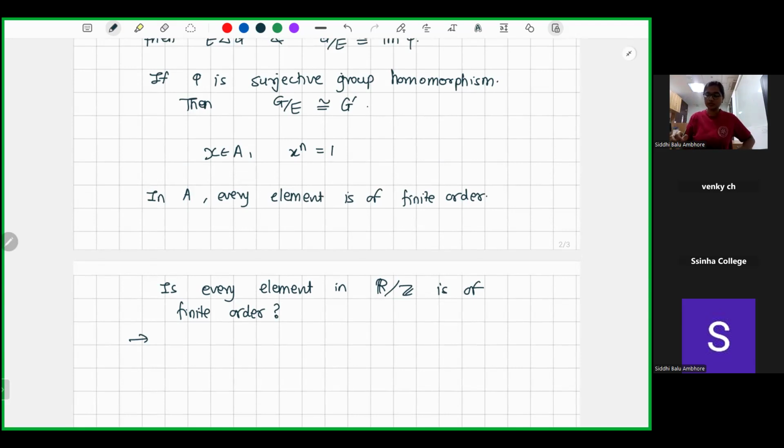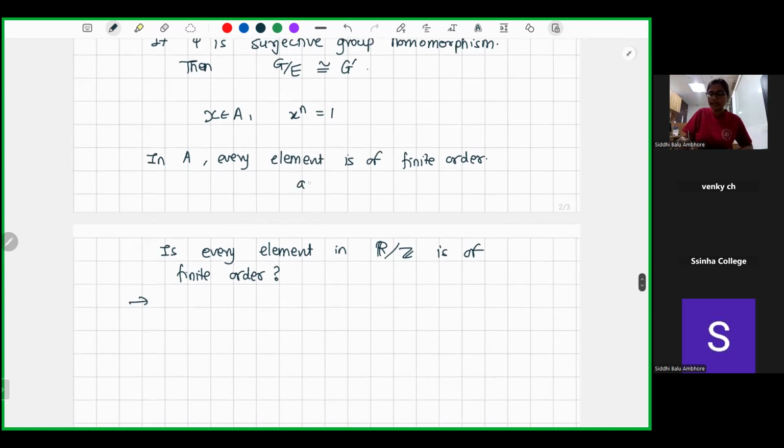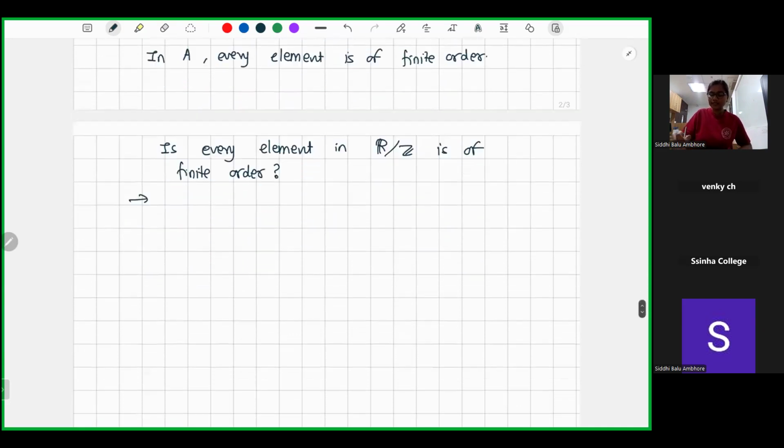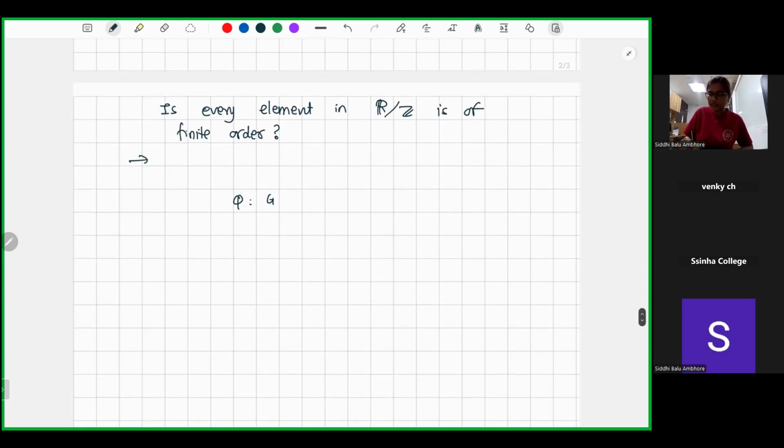Because if there exists some isomorphism from G quotiented by Z to A, then an element a will go to some b here, and a power n is 1. This will imply that a power n will be 0 here. If a power n is 0 here, that is na under addition, then this b power n must be 1. Here the group is under addition, here the group is under multiplication. So b power n must be 1.